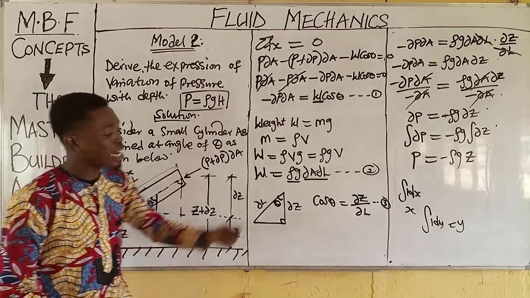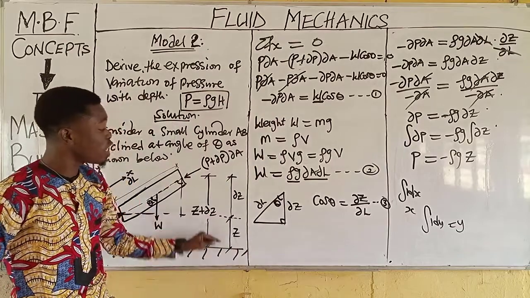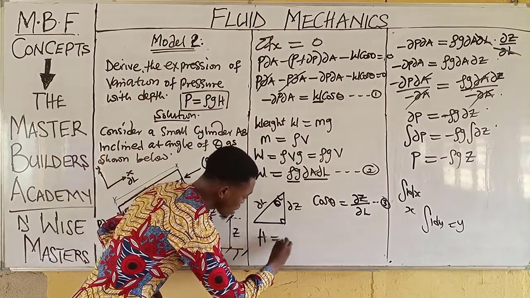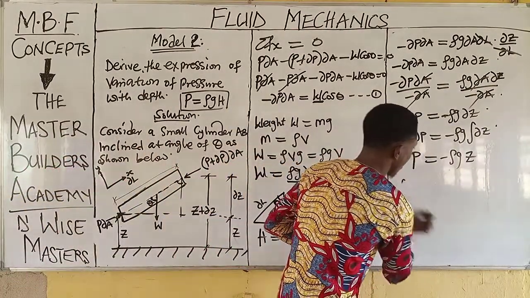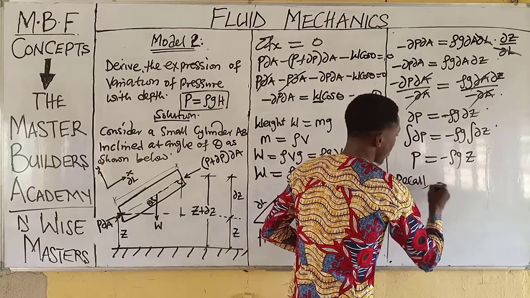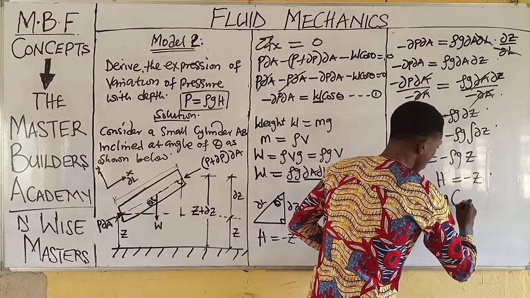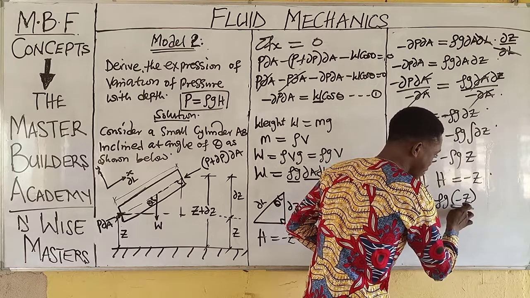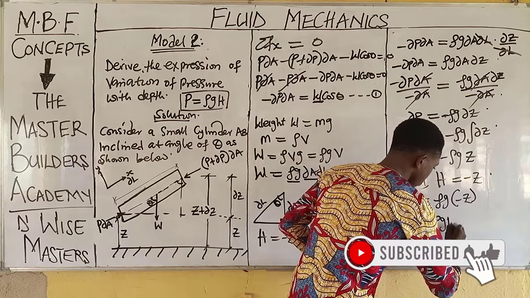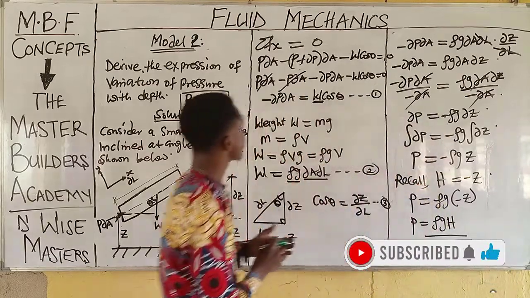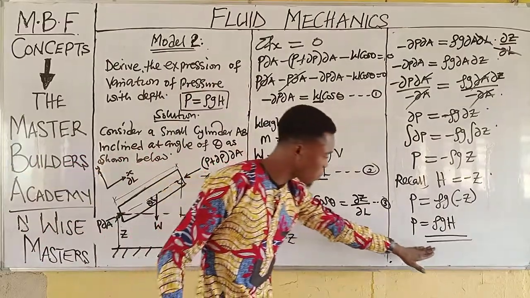And we know generally that when we are talking about depth from a certain height, or beyond a particular height, if that is taken, then H is always what? Negative of the height. At this point we recall that H is equal to negative Z. Then I have P is equal to rho g negative Z. Then I will replace this negative Z with H. Then we have P is equal to rho g H. This is the variation of pressure with depth that we are asked to show in this question.